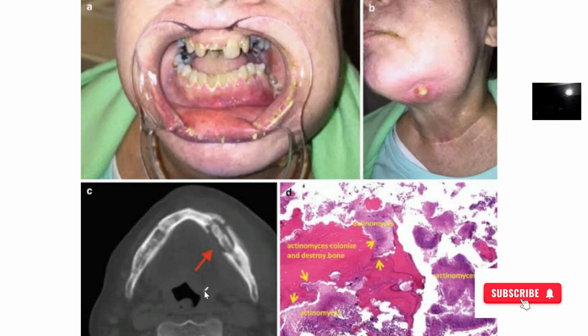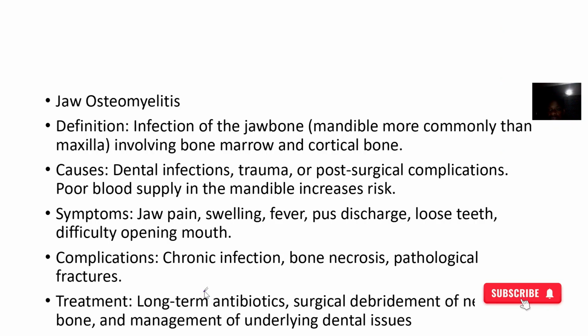Then we're looking at jaw osteomyelitis. It is simply an infection of the jawbone, the mandible more commonly than the maxilla. That's the lower jaw is more commonly affected than the upper. Symptoms: a lot of pain, swelling, fever, pus discharge, loose teeth, and difficulty opening the mouth. Complications: you could have chronic infection, bone necrosis, and pathological fractures. Treatment is long-term antibiotics, surgical debridement, and managing any underlying dental issue.